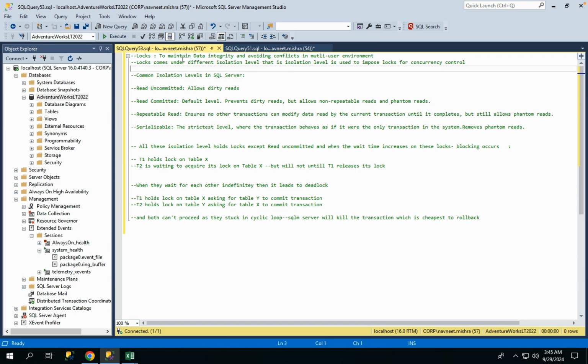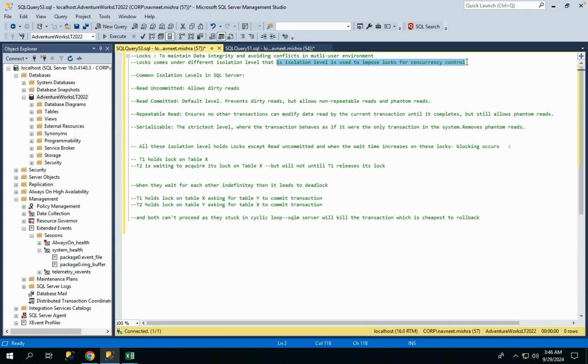And what is isolation level? Lock comes under isolation level. That is, isolation level is used to impose locks for concurrency control. Now it is clear why lock is being used. Lock is being used to maintain the data integrity. How will the database impose lock? It does not impose lock automatically. It uses the isolation level to impose locks.